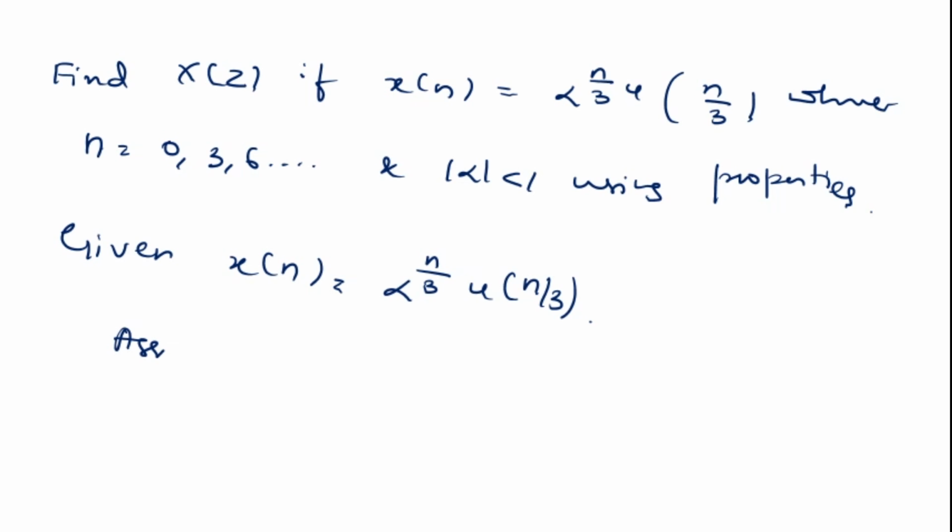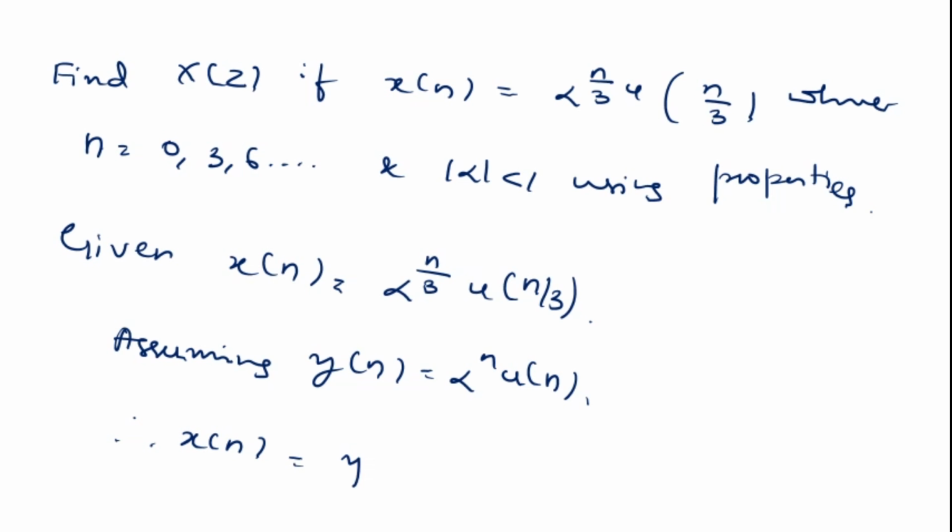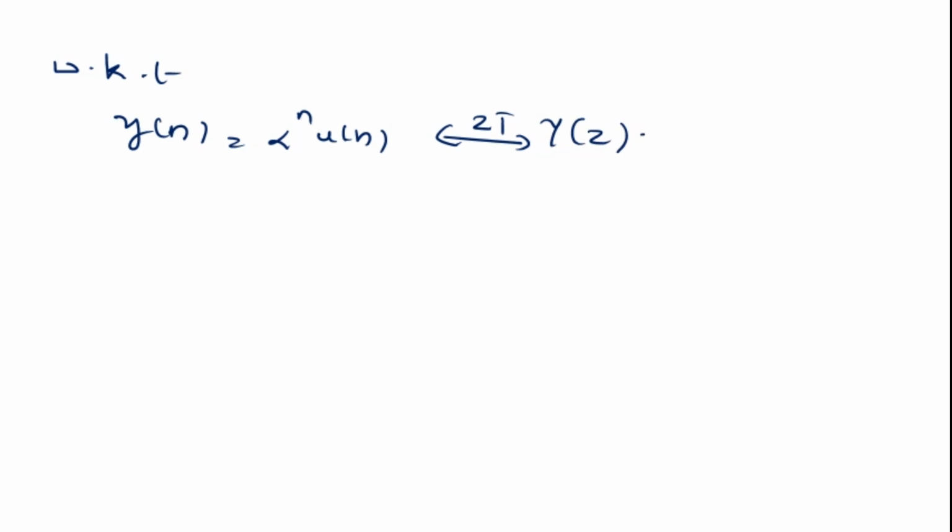Assuming y of n is equal to alpha to the power n into u of n, then x of n is equal to y3 of n, which is equal to alpha to the power n by 3 into u of n by 3. And we know that y of n is equal to alpha to the power n into u of n. If we take z transform, y of z is equal to 1 divided by 1 minus alpha z inverse, with mod z is greater than mod alpha.